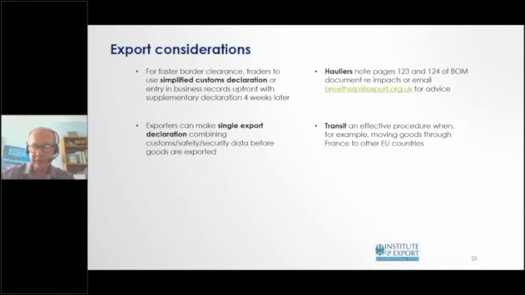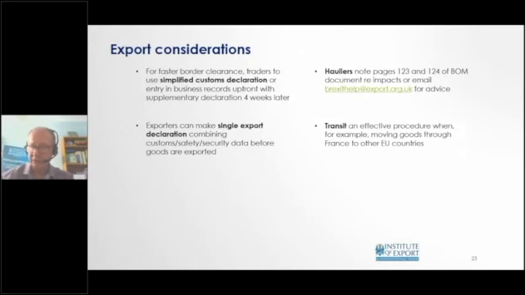So some export considerations we'd like to mention here. Businesses could consider simplified customs declarations, SCD, perhaps more so where you've got longer shipment times and goods going to the rest of the world. That applies currently. Hauliers should particularly note pages 123 and 124 of the border operating model. And just like anyone, you're welcome to email. We have an email address, brexithelp@export.org.uk, which you're very welcome to email with your feedback.